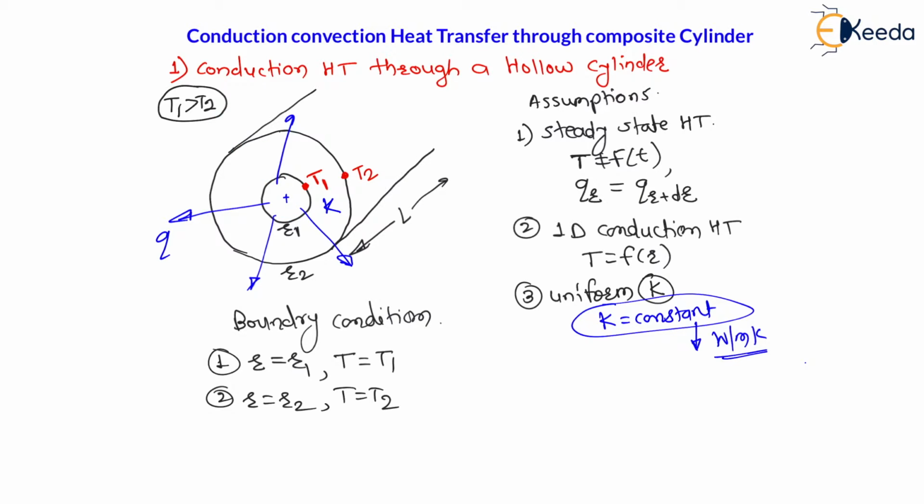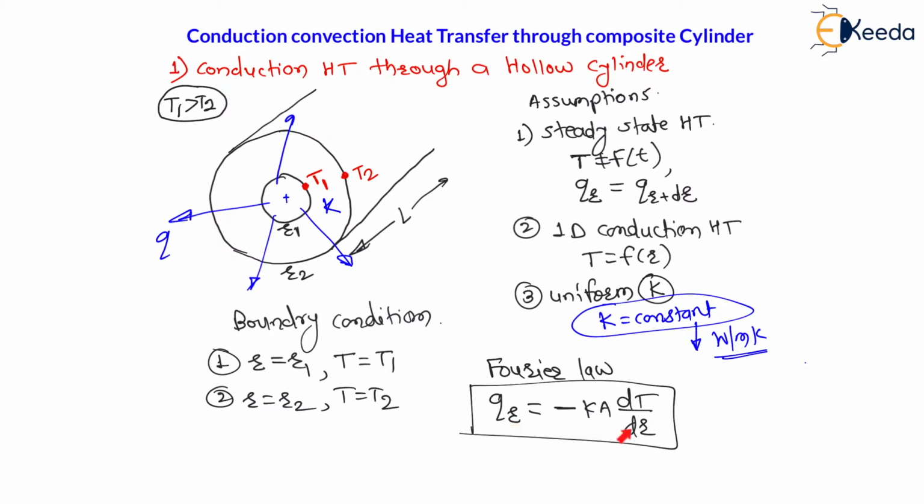And my dear students, as per Fourier law of conduction, we have seen this Fourier law of conduction, right? The conduction heat transfer in radial direction will be equal to minus KA dT by dr, right? As it is in radial direction, it will be with respect to dr. Therefore, this is the Fourier law of conduction, that is Qr is equal to minus KA dT by dr.